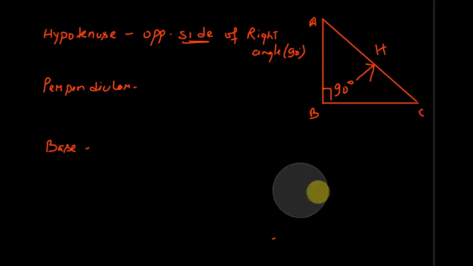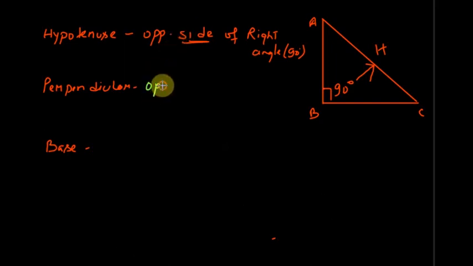So now let's move to perpendicular. Perpendicular is the opposite side of an acute angle. Now, we have just learned that in a right angle triangle we have two acute angles, right? So in this triangle, angle B is 90 degrees, so the leftover angles will be acute angles. Angle A is acute, and angle C is also acute.